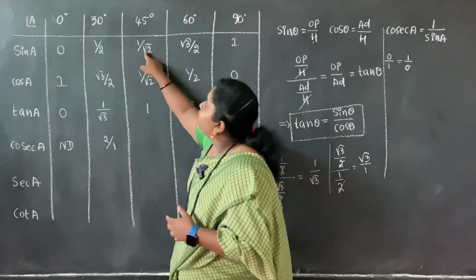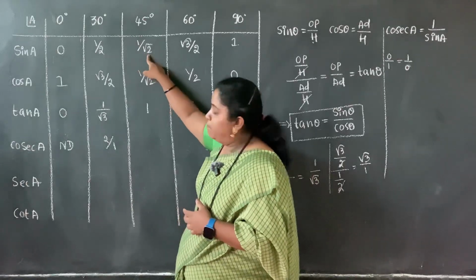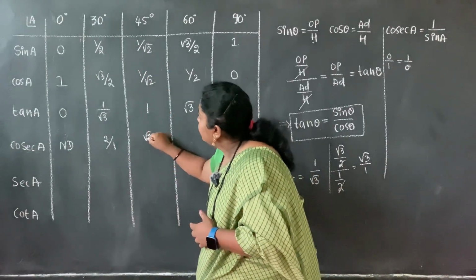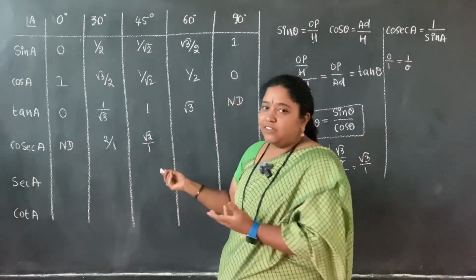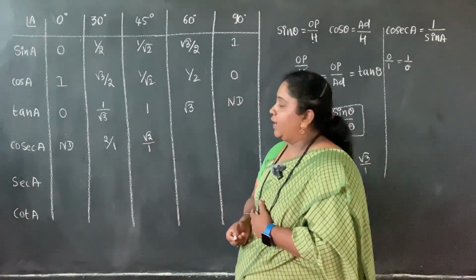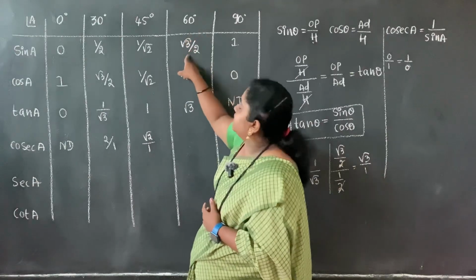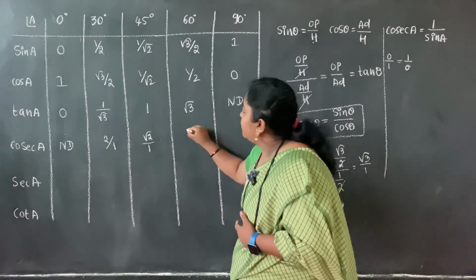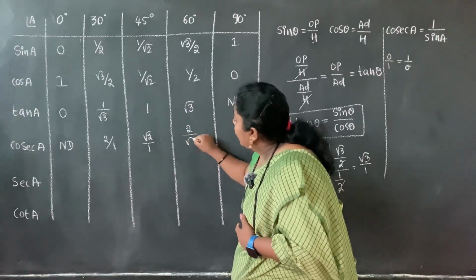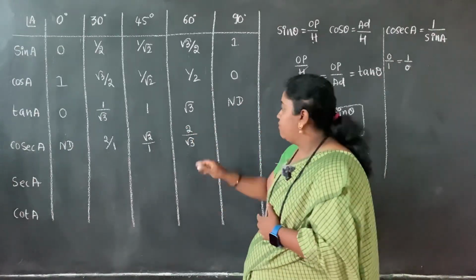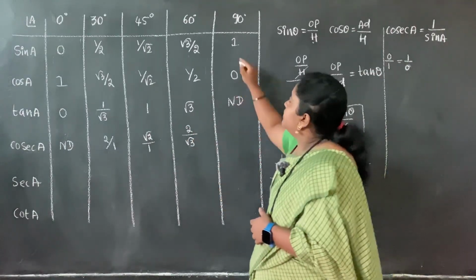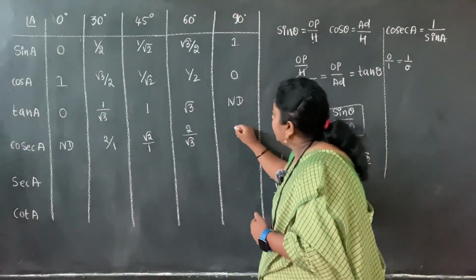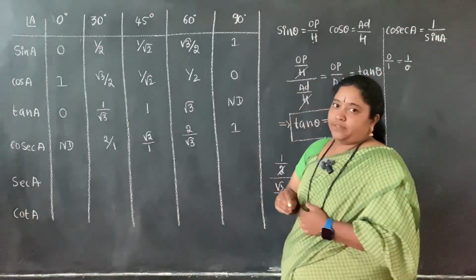And here, if sine 45 is 1 by root 2, then cosec 45 will become, dears, root 2 by 1, or else just simply root 2 also you can write. Now, sine 60 is root 3 by 2, then cosec 60 will become, dears, 2 divided by root 3. 2 divided by root 3, reciprocal. See, if it is 1, by default it is 1 by 1. Cosec 90 also will become 1.